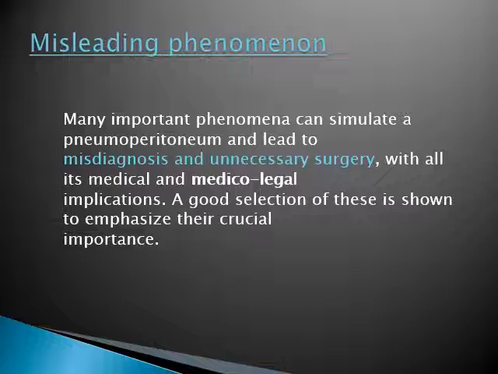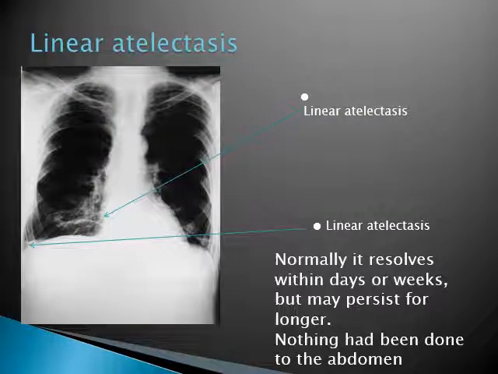Many important phenomena can simulate a pneumoperitoneum and can lead to misdiagnosis and unnecessary surgery, with all its medical and medico-legal implications. A good selection of these is shown to emphasize their crucial importance. Linear atelectasis is a phenomenon that occurs in the lungs, usually at the bases. It is frequently associated with infection or pulmonary embolism and is commonly seen after anesthetics in the postoperative phase. It forms dense horizontal or curved bands which may simulate the diaphragm. Normally, it resolves within days or weeks, but may persist for longer. Nothing has to be done to the abdomen.